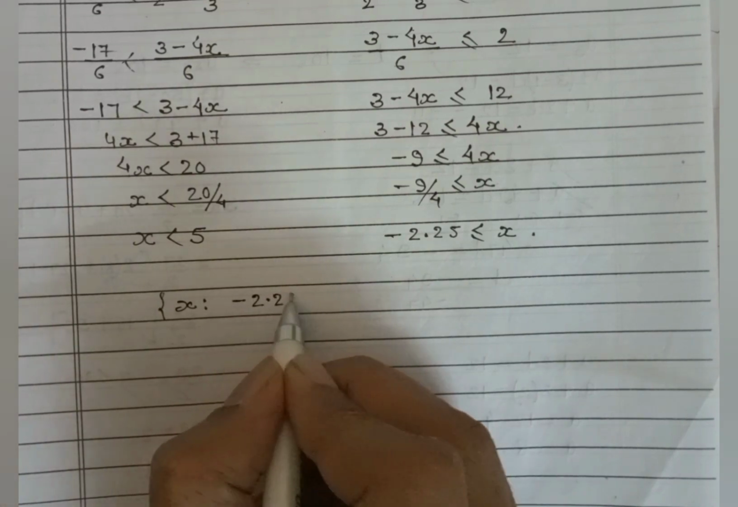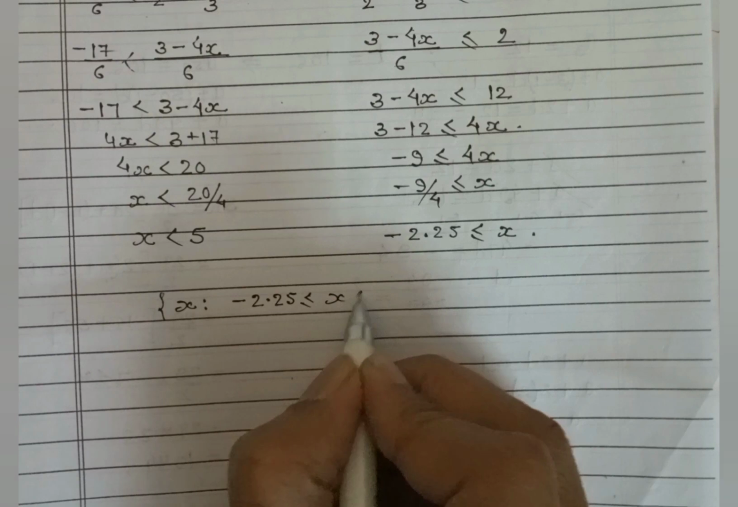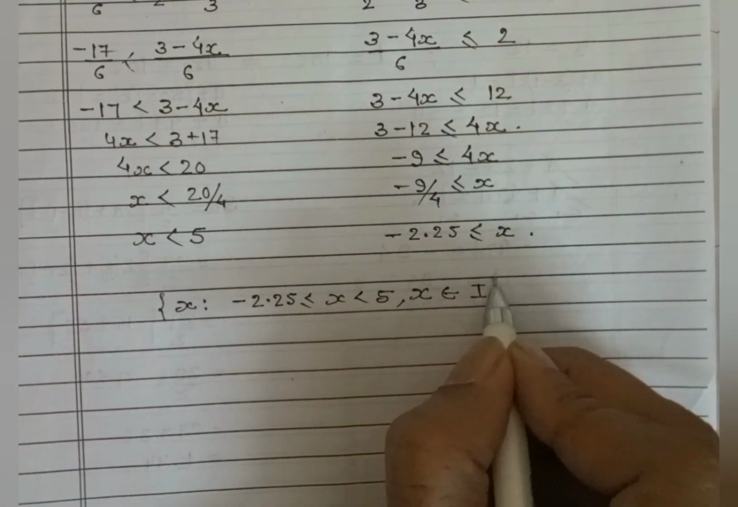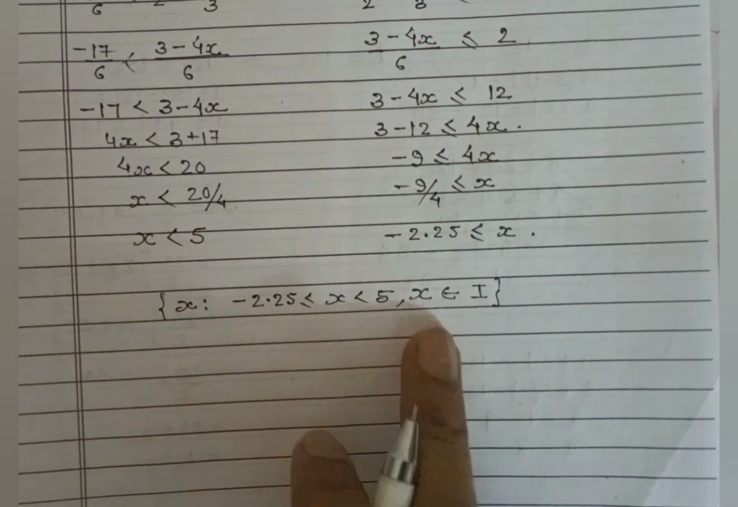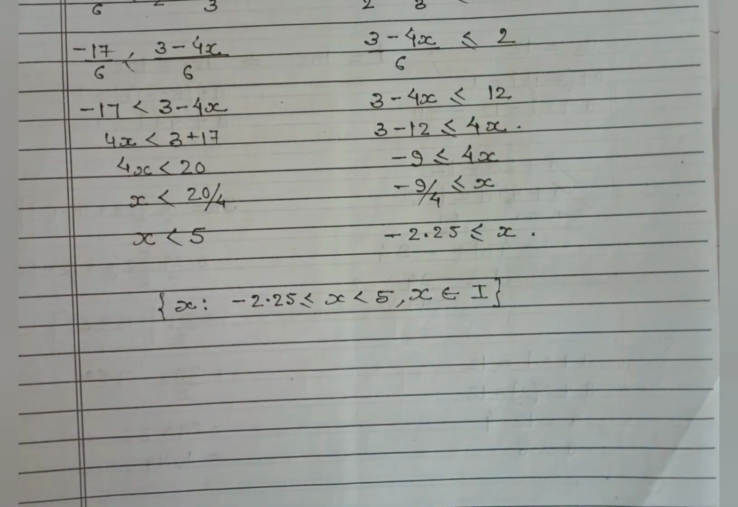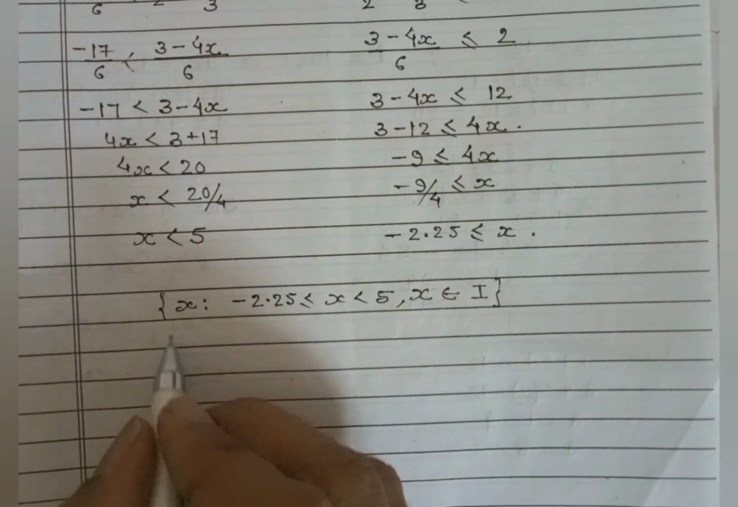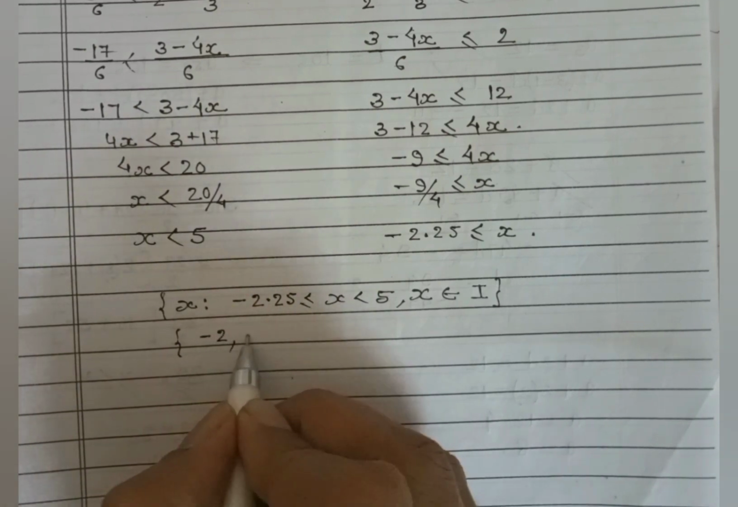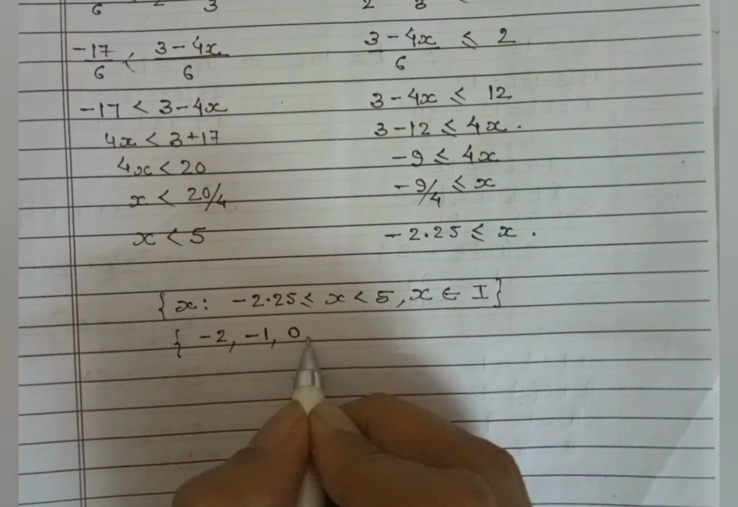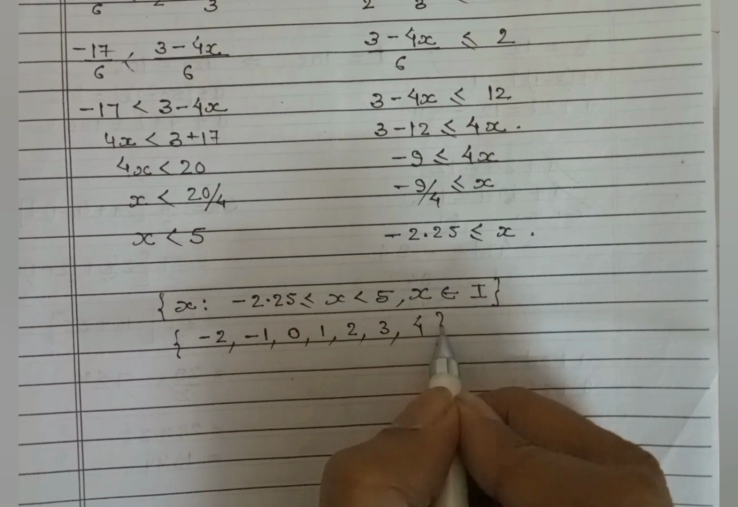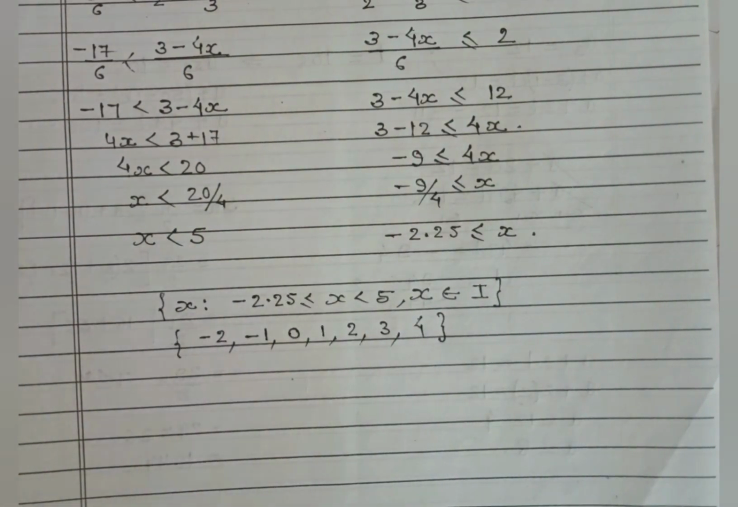Now combining these two, we get minus 2.25 less than or equal to x less than 5, where x belongs to integers. Now as x belongs to integers, then the solution set for this inequation can also be written in the roster form. So let me write it in the roster form also. So this will be minus 2, minus 1, 0, 1, 2, 3 and 4. So this we have written the solution set in the roster form.